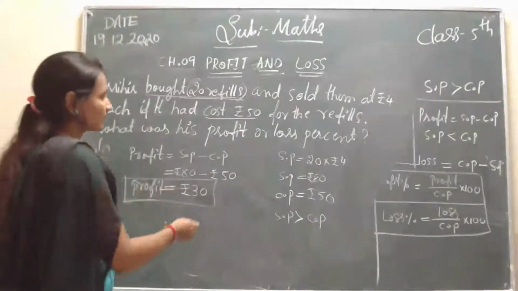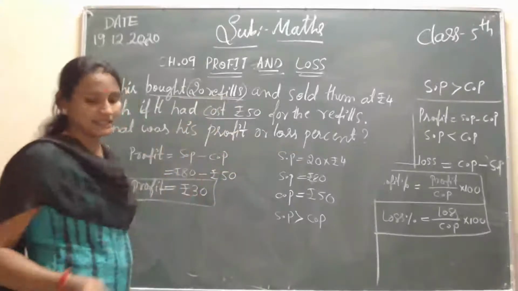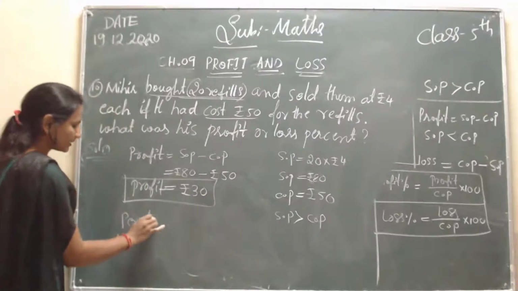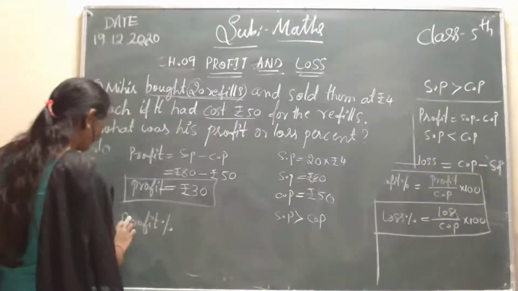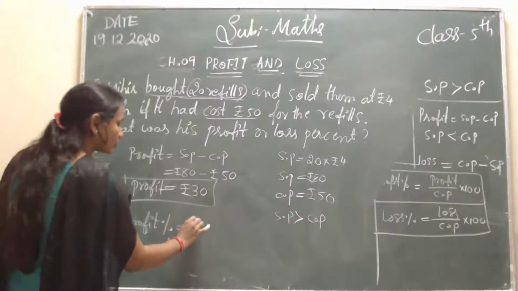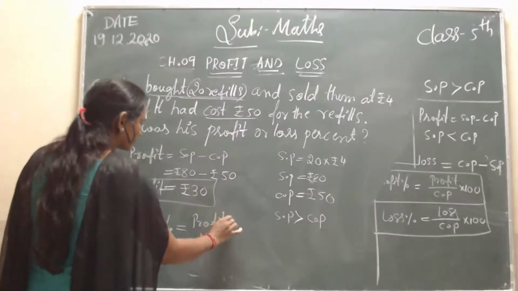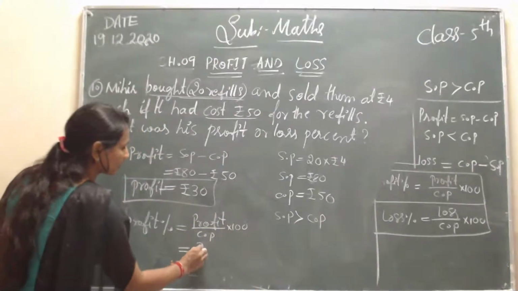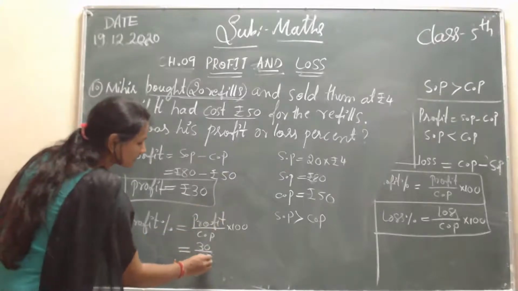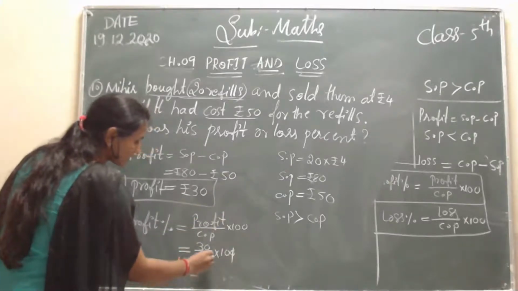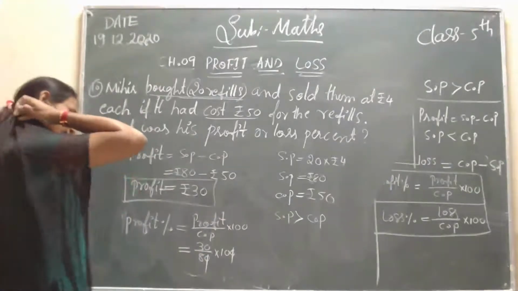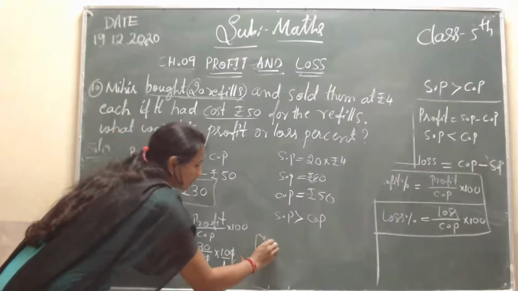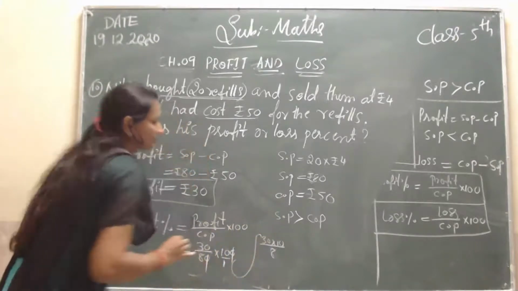Next, the question asks: can you see profit or loss percentage? Yes, you have to write the percentage of profit. Percentage of profit is equal to profit by CP into 100. So what is the value of the profit? 30 rupees. CP we already know is 80 rupees, into 100. This 0 cancels, again 0 cancels. Afterwards, first you have to calculate 30 into 10 by 8.